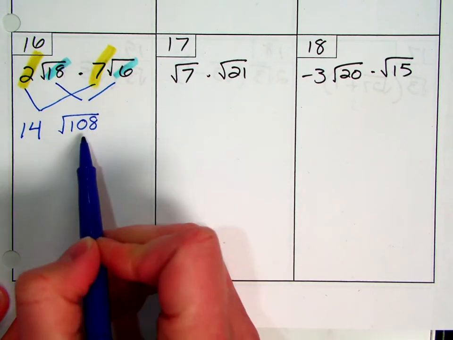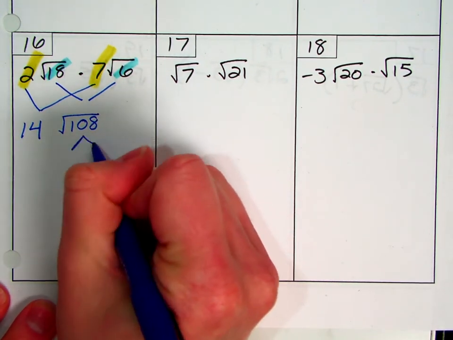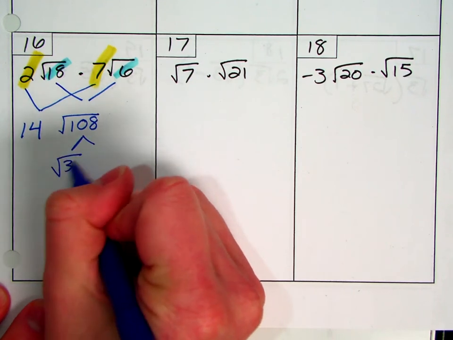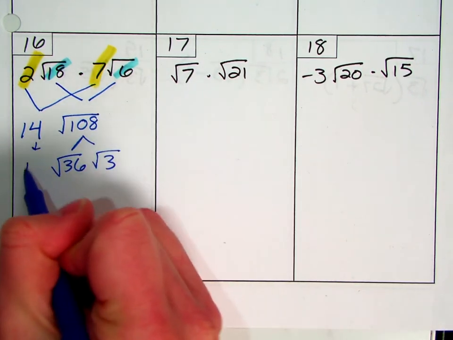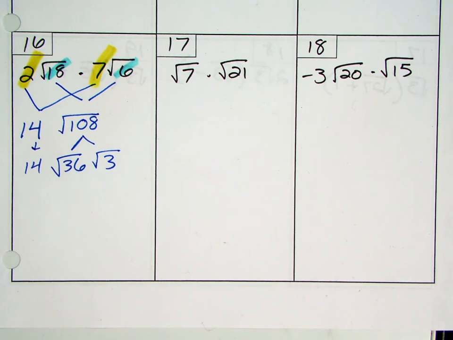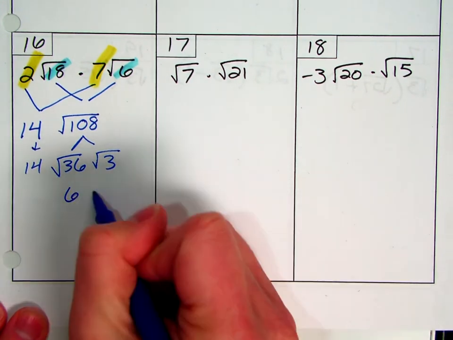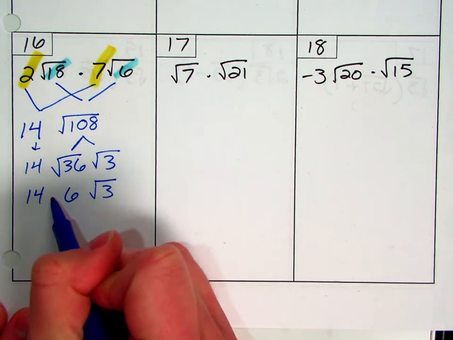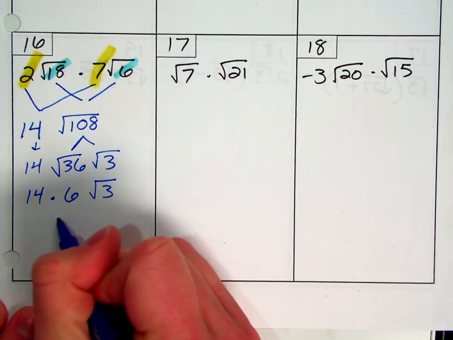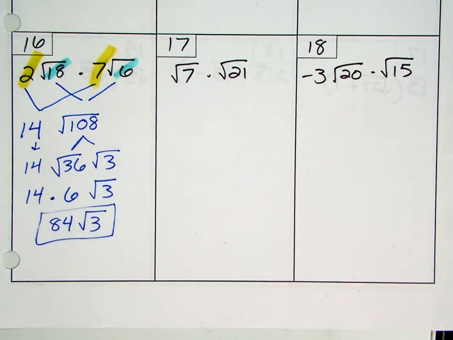Then we need to find the largest perfect square that goes into 108, since 108 is not a perfect square. And the largest perfect square that goes into it is 36, and it goes into 108 3 times. And don't forget that you need to bring down the 14 out front. Now we take the square root of the perfect square, which is 36, so the square root of 36 is 6, and we bring everything else down. Don't forget that there's multiplication between these, so 14 times 6 is 84. Square root of 3 is your final answer for 16.